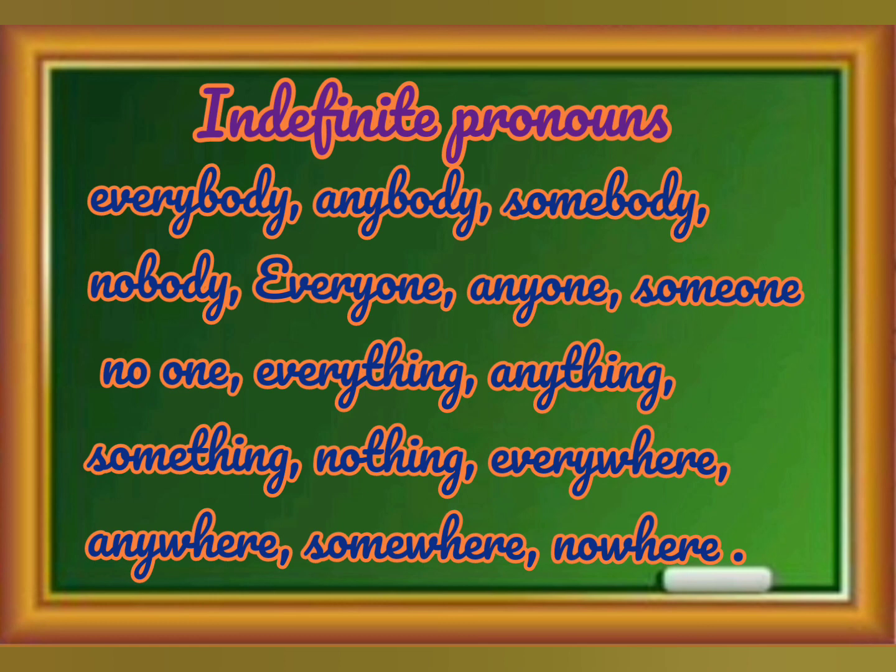The pronoun everybody means every person. It points to all the people but not any definite person. And the pronoun everywhere means all places, but it doesn't name a definite place.